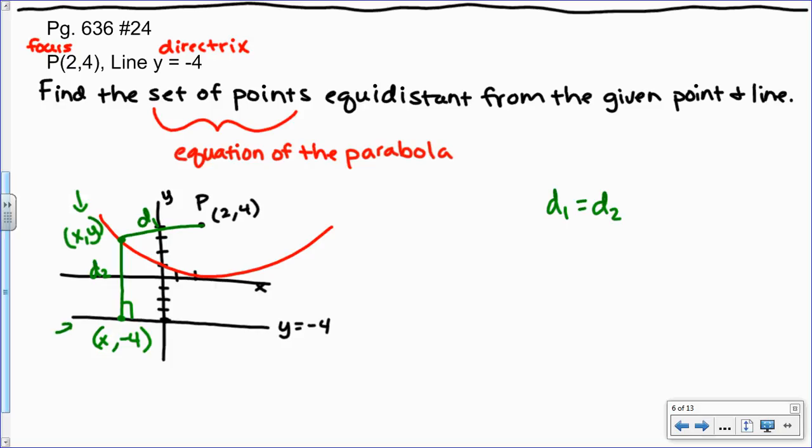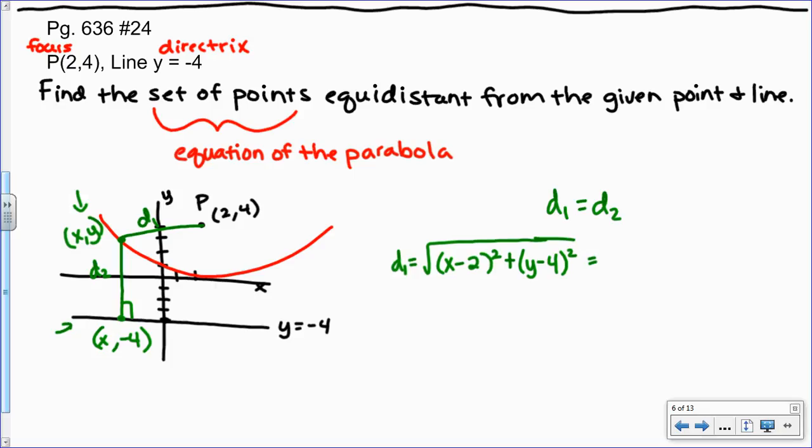Okay, so now we're just going to fill out the distance formula. So for distance 1, I'm going to use (x, y) and (2, 4) as my 2 points. Remember, you're writing the equation of a parabola, so it's going to be a quadratic equation. You're going to have x and y when you finish. So the distance formula: square root of (x minus 2) squared plus (y minus 4) squared. That's distance 1.